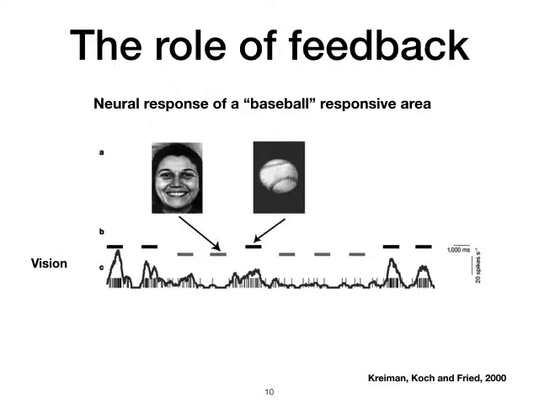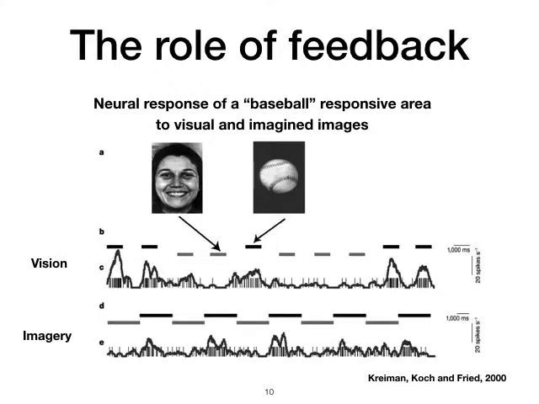So if we show images to some object selective area that here responds to baseballs more than it responds to faces, okay, we see that this area responds more when baseballs are shown and less when faces are shown, okay, as you'd expect. However, if we instead ask people to imagine baseballs and imagine faces without showing them anything at all, right, the same area responds when they imagine baseballs and responds less when they imagine faces, just like it does if they were looking at these things. All right. So object selective responses, therefore, don't just depend on what we're seeing, but also what we're visualizing or what we're paying attention to.